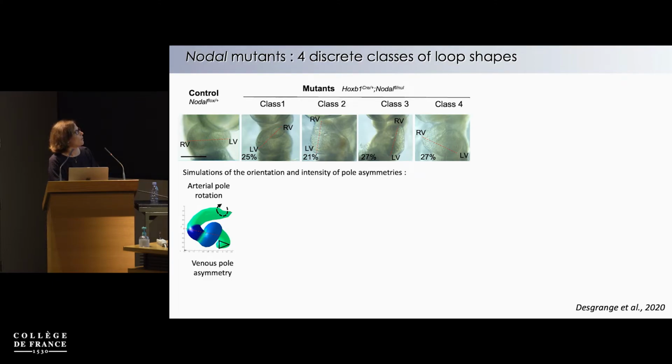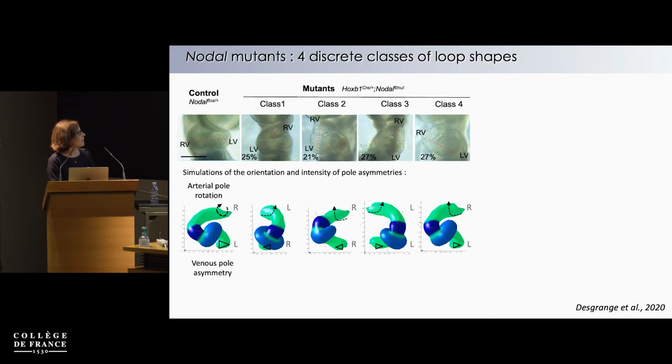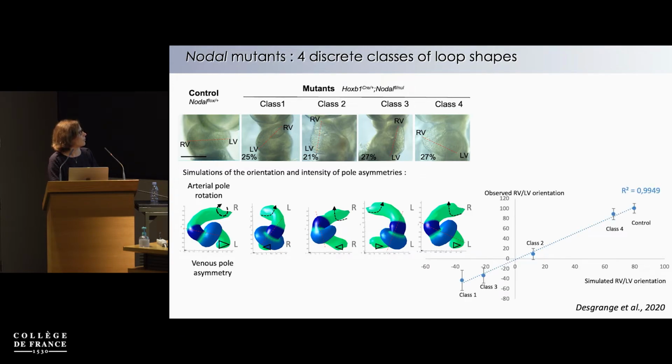And why do we now have 4 classes? Our explanation is that this is because nodal will regulate independently the asymmetry at the arterial pole and at the venous pole. So if you have 2 possible orientations in 2 locations, this makes 4 possibilities. But in addition, we have to take into account that nodal will reduce the intensity of the asymmetry. So if we input these conditions in our model, we can generate these different heart loop shapes, and we have a very good correlation in terms of ventricular orientation between the simulation and the observation, as you can see here.